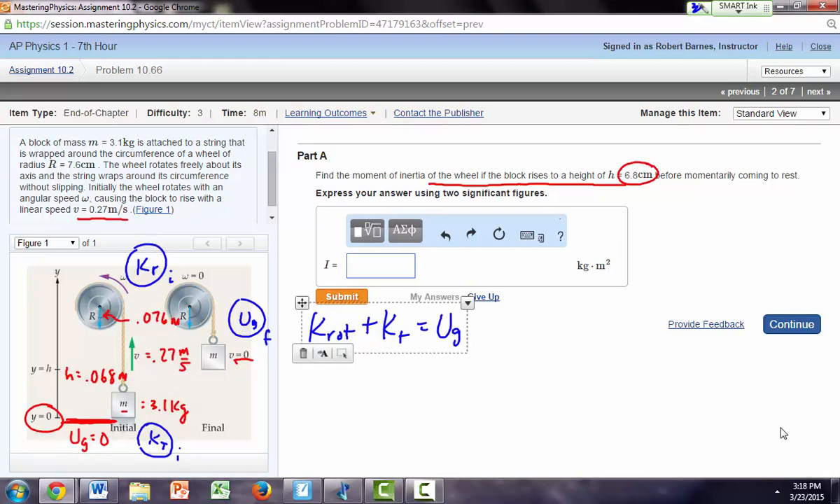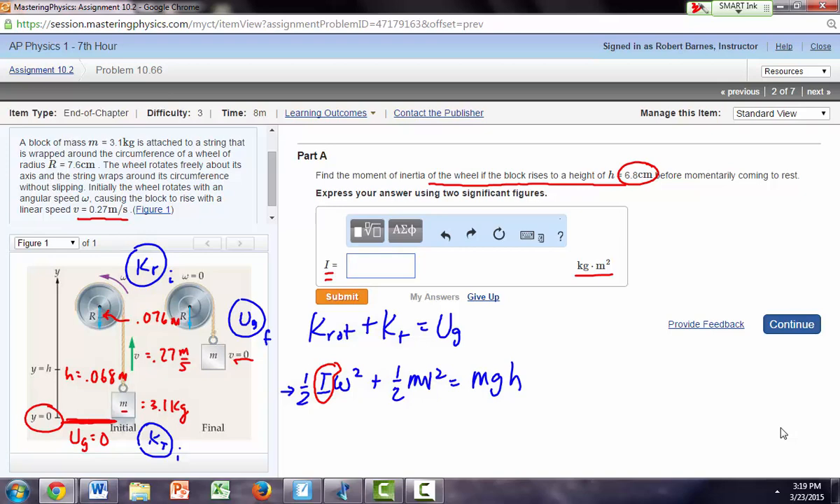My rotational moment of inertia. Okay, so I'm going to fill in the formulas here. I've got 1/2 I omega squared. And remember, the 1/2 is in the formula. That's not part of my value of I. Plus 1/2 m v squared equals mgh. Since we're trying to calculate the moment of inertia of the wheel, you're not going to substitute anything in for that. We're just trying to solve for I. They're asking for I in units of kilograms times meters squared.